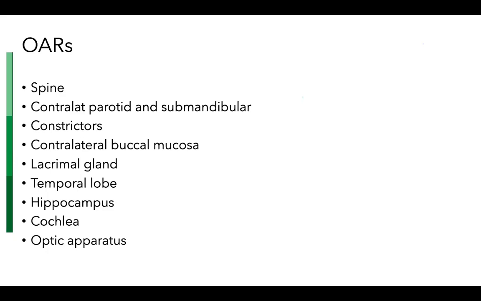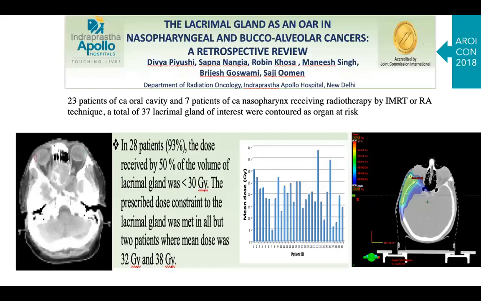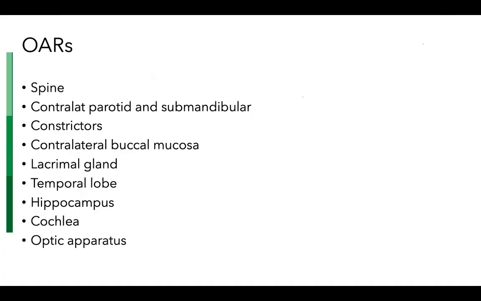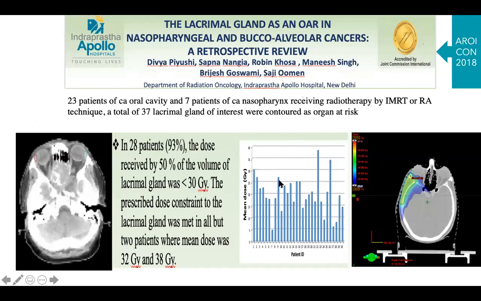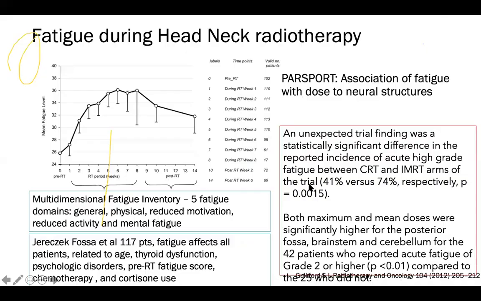So the cochlea and the optic apparatus. It's very important to make a note of the optic apparatus, because you might actually discover that the dose is spilling onto the optic nerve or the retina in this situation. So for the lacrimal gland, we had actually done this analysis, 23 patients of oral cavity and 7 patients of nasopharyngeal carcinoma. Divya from Indraprastha Apollo, one of our DNB students, had done this analysis, and it's possible to spare the lacrimal gland even though we are treating very close to it. As you can see, we're treating very close to it, and yet it's possible to spare the lacrimal gland.